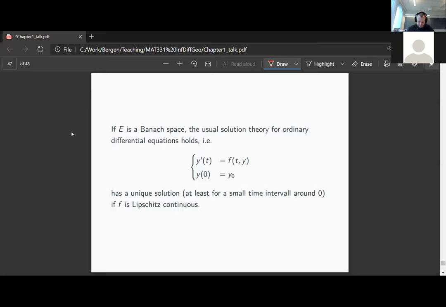So the nice thing is this also works fine on Banach spaces. However, we will now look at several examples where it will be immediate that this existence and uniqueness theory for ordinary differential equations breaks down as soon as we step a little bit outside of the realm of Banach spaces. So let's have a look at several examples.